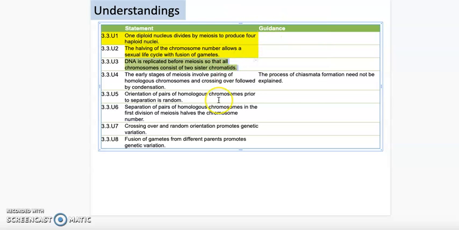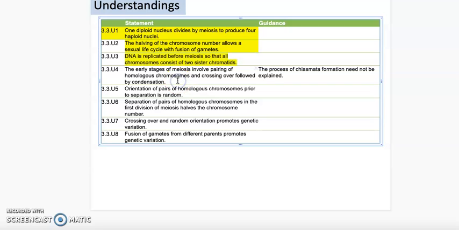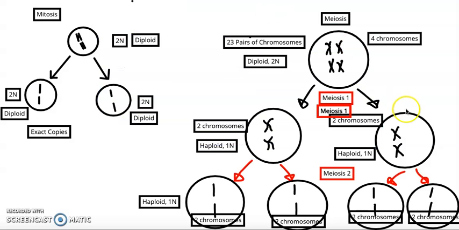Okay? And then early stages of meiosis involve pairing of homologous chromosomes and crossing over, followed by condensation. Okay, we have not talked about that. I'm going to get to that soon. Orientation of pairs of homologous chromosomes prior to separation is random. Okay, this is something that we could look at right here. This is essentially saying that when the homologous chromosomes line up right here, if this was metaphase, for example, it's random, okay?